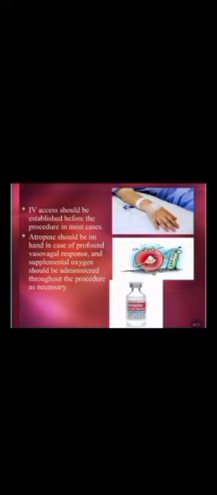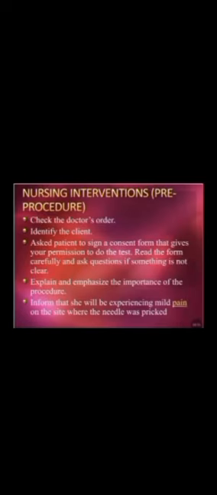Anyway, if they need some IV fluids or inotropic drugs, you have to administer them to these patients. So you have to pre-plan and put in IV access in the patients. Then atropine should be on hand in case of profound vasovagal response, and supplemental oxygen should be administered throughout the procedure as necessary. Nursing intervention of pre-procedure.